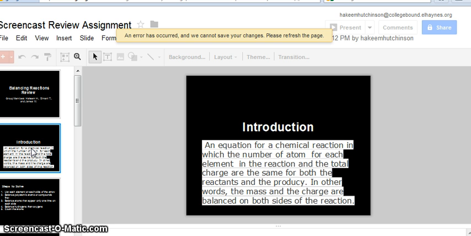The definition of balancing reaction is an equation for a chemical reaction in which the number of atoms for each element in the reaction and the total charge are the same for both the reactants and products. In other words, the mass and charge are balanced on both sides of the reaction.